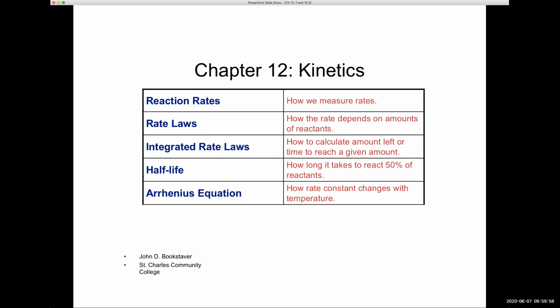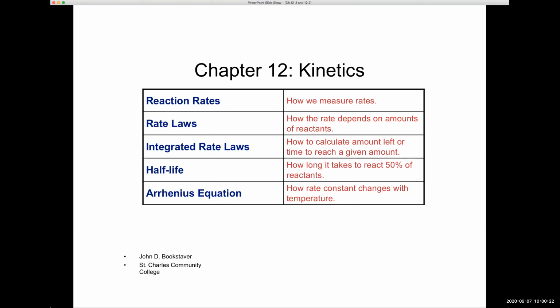Kinetics has to do with energy of motion. And so when we talk about kinetics, we're talking about some kind of motion having to do with chemistry. There are actually four major topics in this chapter we're going to cover. One is reaction rates. That's really what kinetics means. It's really the study of chemical reaction rates, how fast reactions go.